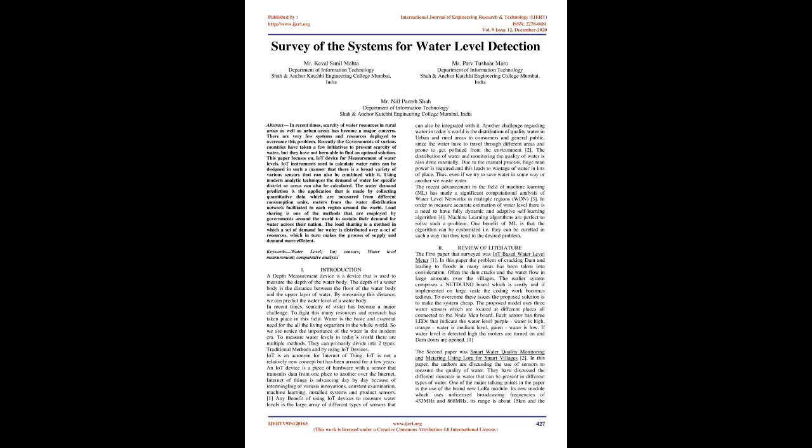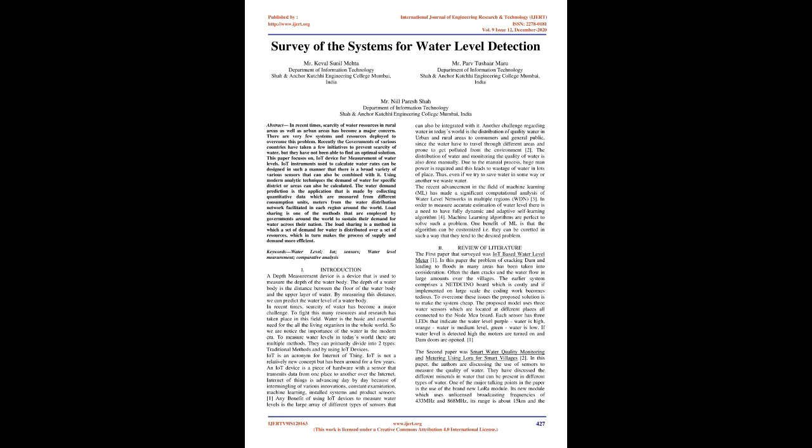To measure water levels in today's world, there are multiple methods. They can primarily be divided into two types: traditional methods and methods using IoT devices. IoT is an acronym for Internet of Things. IoT is not a new concept but has been around for a few years. An IoT device is a piece of hardware with a sensor that transmits data from one place to another over the Internet. The Internet of Things is advancing day by day because of the intermingling of various innovations, constant examination, machine learning, installed systems and product sensors.